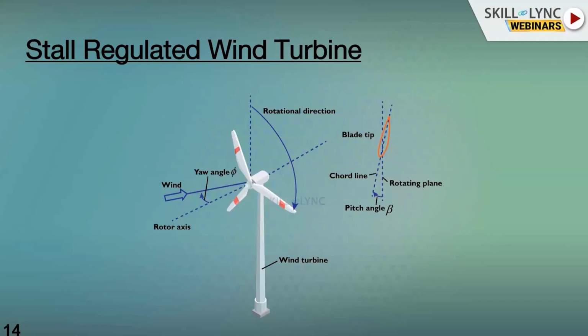Safety and controlling the turbine are a bit critical in this type of stall regulated turbine. You require additional brakes and all these things. So this is the stall regulated turbine with fixed blades.